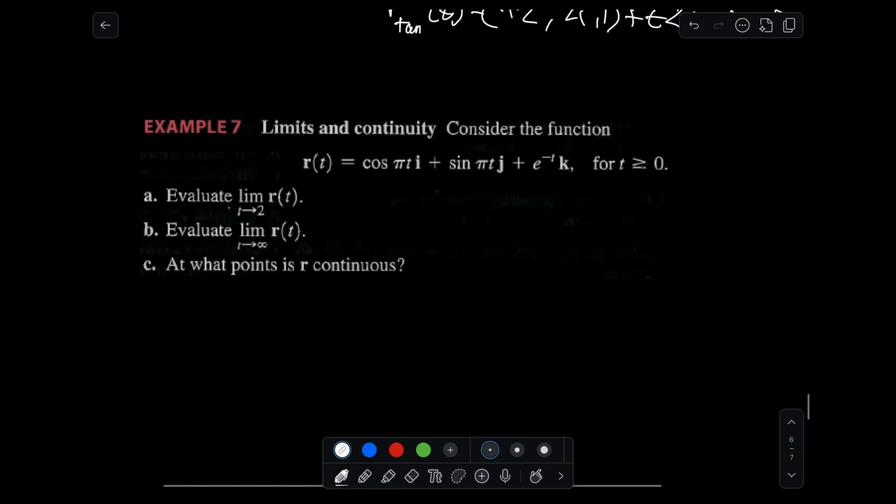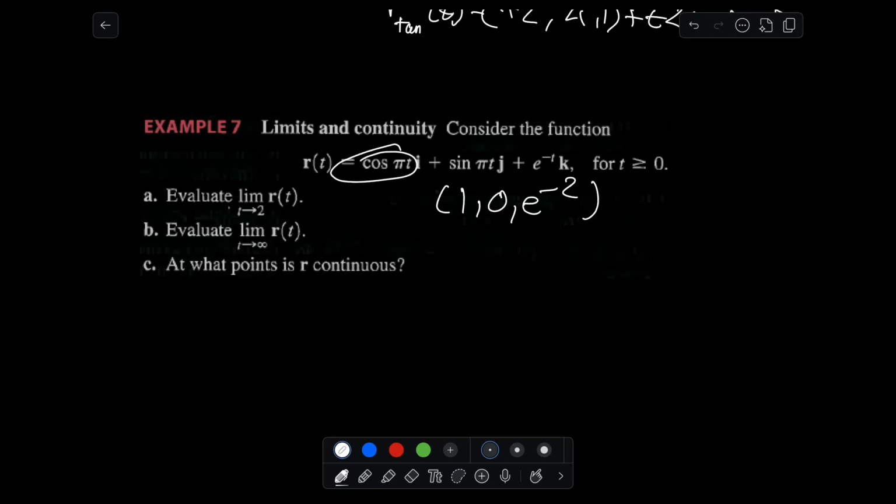And then limits and continuity. This is straightforward Calc 1 stuff, so we can just do this real quick. It'd be cosine of 2 pi is 1, sine of 2 pi is 0, e to the negative 2. And then for b, it's going to evaluate the limit as t approaches infinity of r of t. The issue is that we don't know if this is going to be oscillating between negative 1 and 1, so we're just going to say this is DNE, because we don't know.